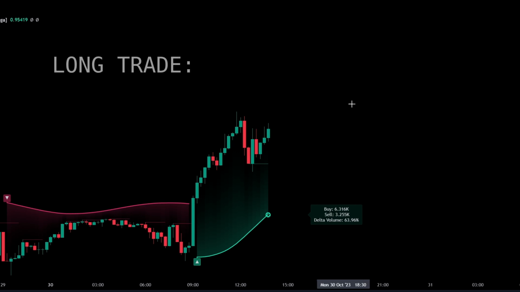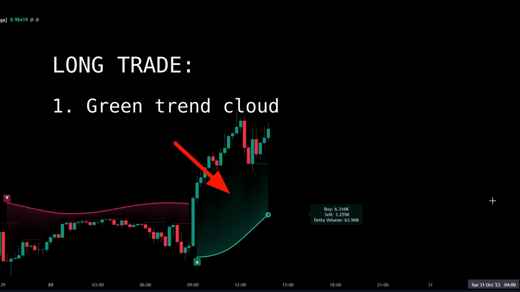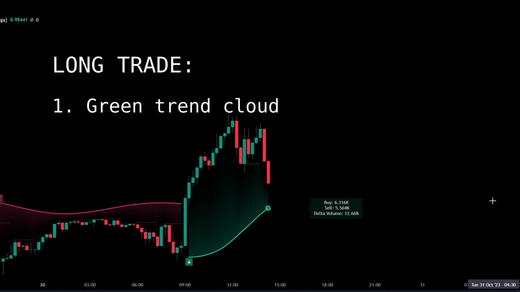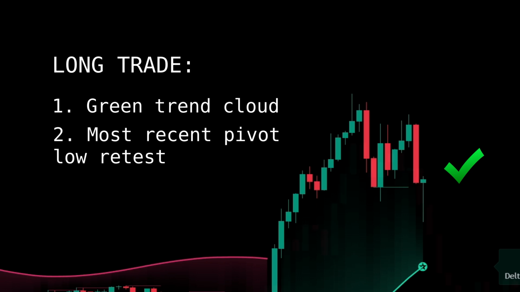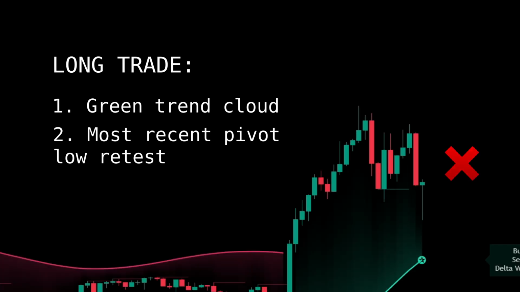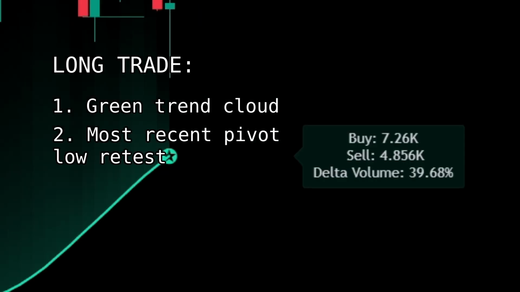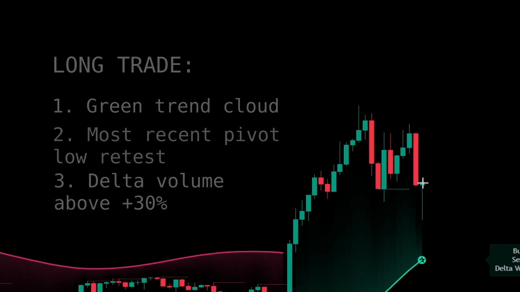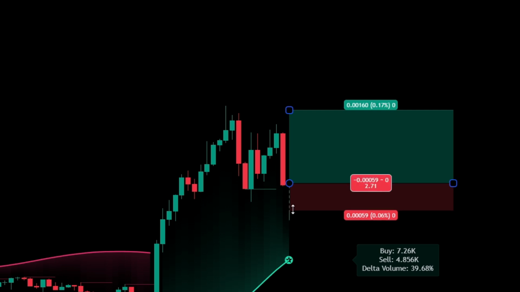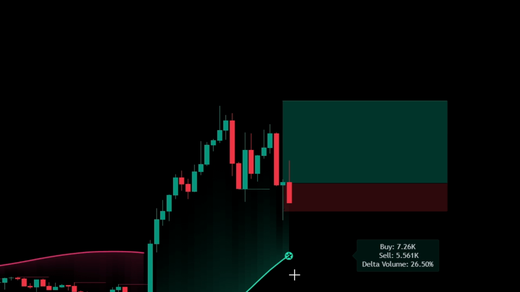Here's how it works. For a long trade, ensure the trend cloud is green, indicating a bullish trend. Wait for a retest of the most recent pivot low, marked by the VIDYA line. The retest is valid if a candle's wick touches the level without closing below it. Confirm strong buying momentum by ensuring the delta volume is 30% or above. Once these conditions are met, enter the trade. Place the stop loss slightly below the retest level. Set the take profit at 2 times the risk.